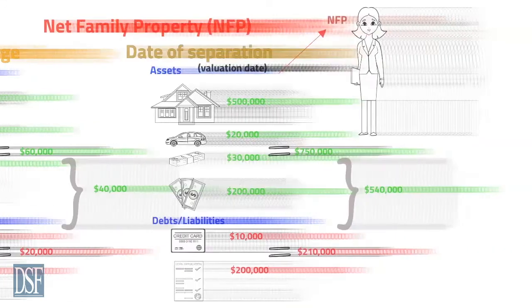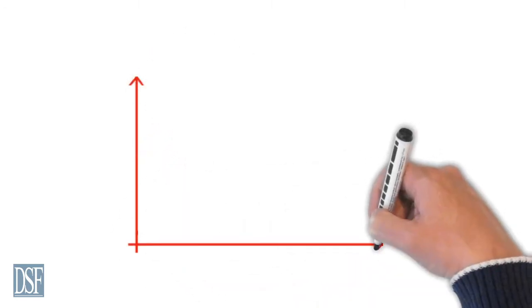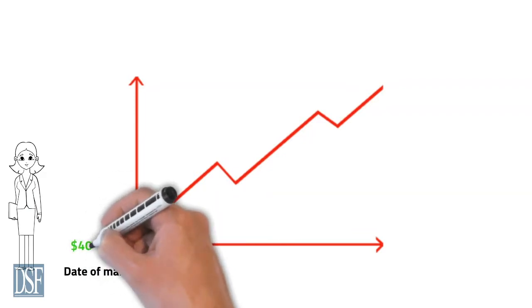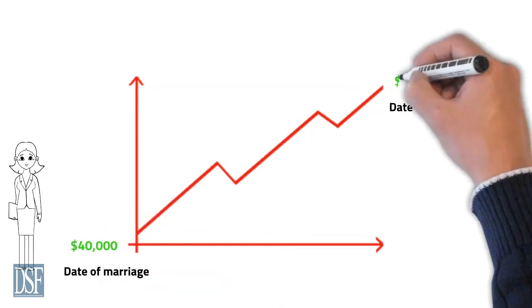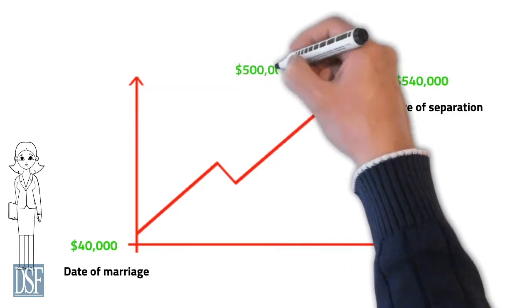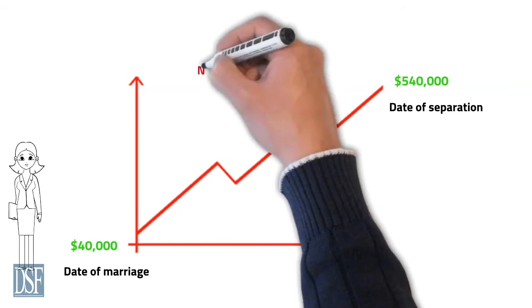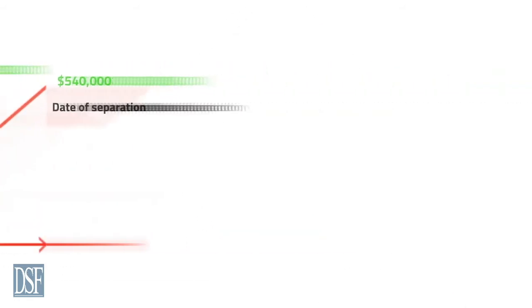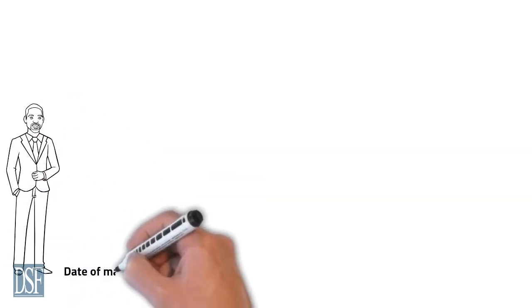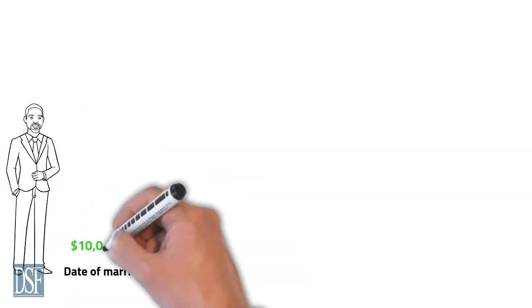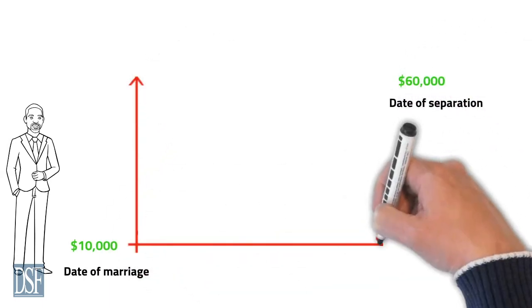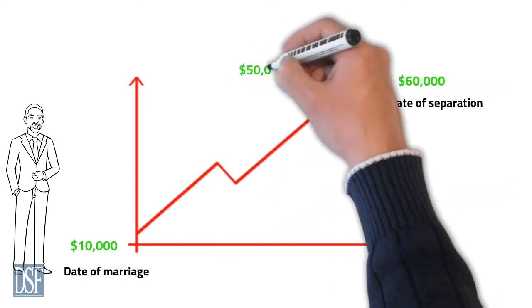Now remember that we're only looking at the growth in wealth between these two dates. So if Christina came into the marriage with $40,000 and left with $540,000, this means that her wealth grew by $500,000, and this is Christina's NFP. While Christina was organizing all of her documents, Joe was doing the same thing, and he determined that he came into the marriage with $10,000 and left with $60,000. This means that his wealth grew by $50,000.